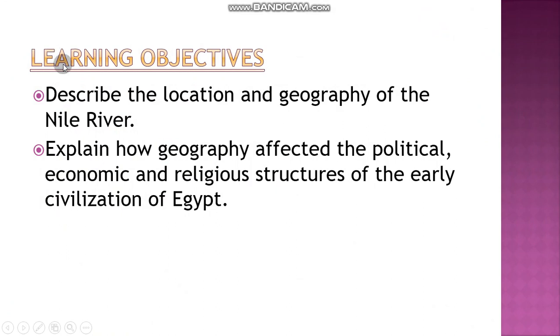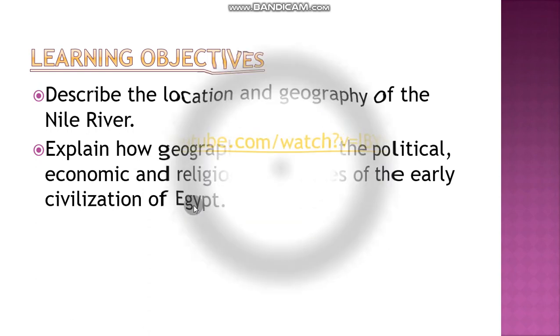Our learning objectives for today's class. First, describe the location and geography of the Nile River. Your second objective, to explain how geography affected the political, economic, and religious structures of the early civilization of Egypt. So those are your objectives for today's class.